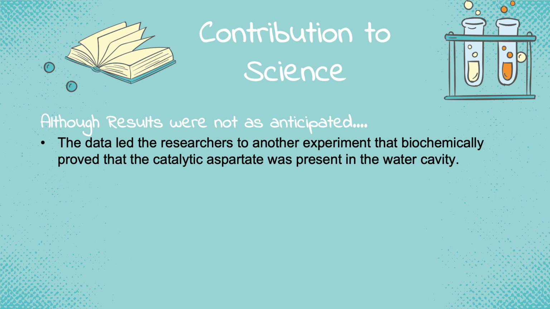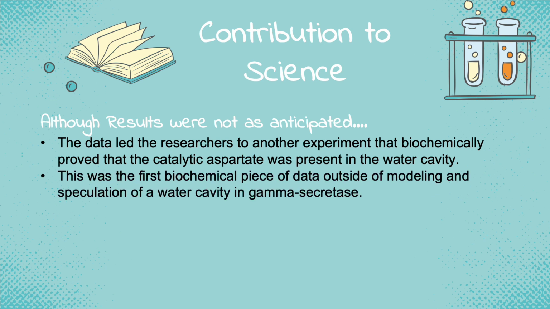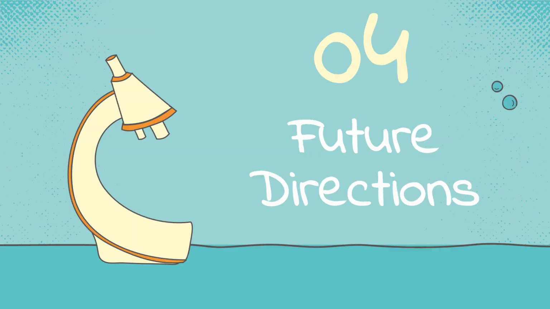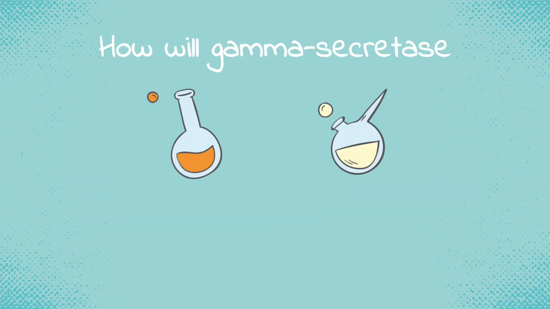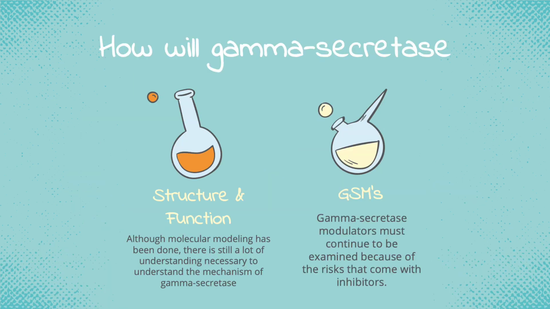Although these results were not as anticipated, the data did eventually lead the researchers to another experiment that biochemically proved the catalytic aspartate was present in a water cavity. And this was the first biochemical piece of data outside modeling and speculation that there was a water cavity present in gamma-secretase.